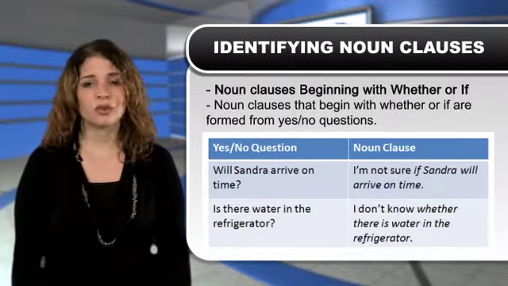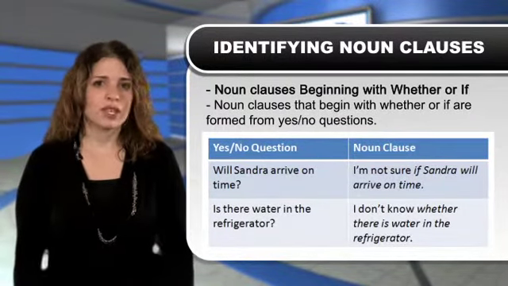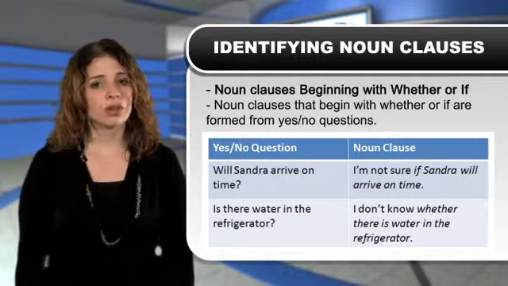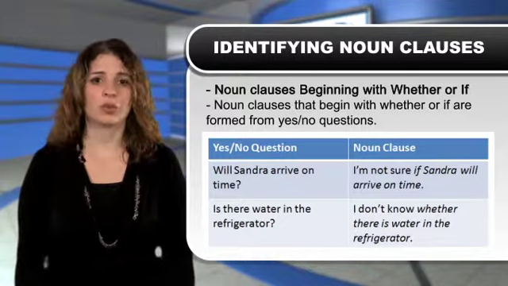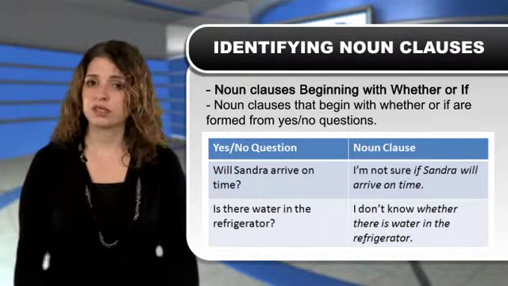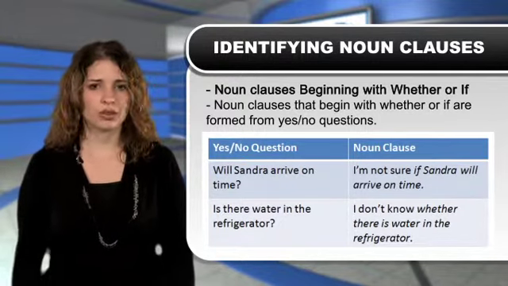Noun clauses that begin with whether or if are formed from yes or no questions. A yes or no question might be, will Sandra arrive on time? Your noun clause will come out, I'm not sure if Sandra will arrive on time. Another example is, is there water in the refrigerator? I don't know whether there is water in the refrigerator.